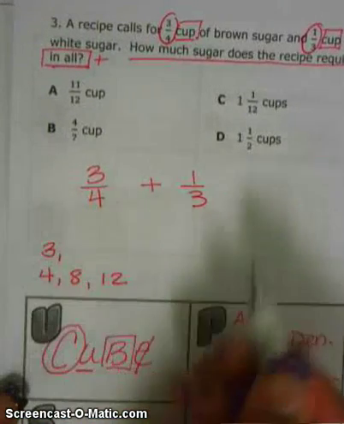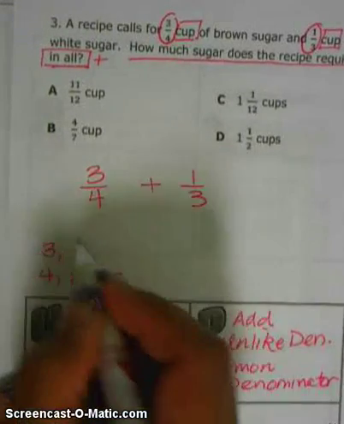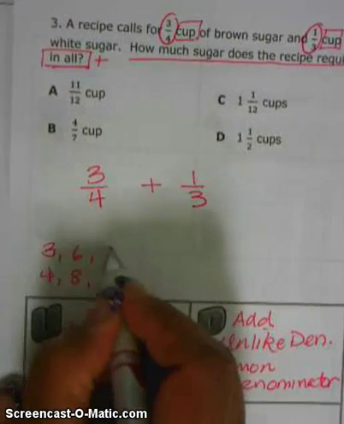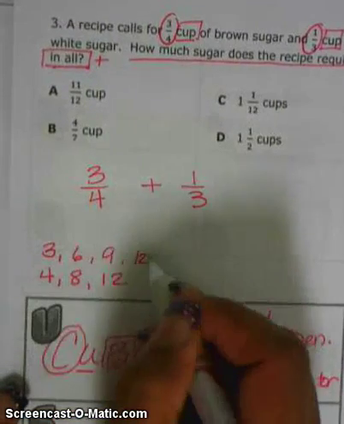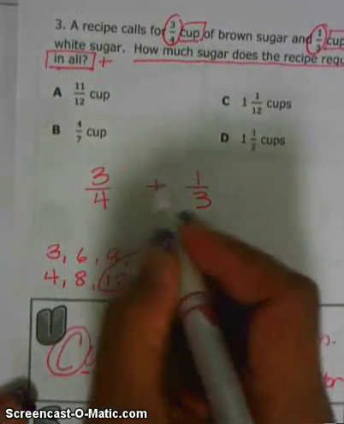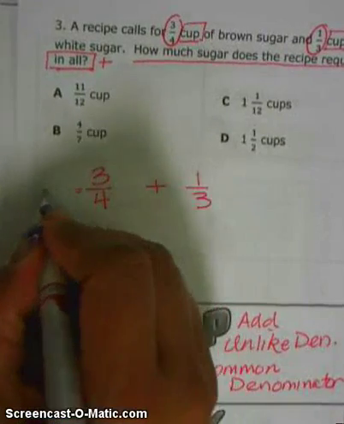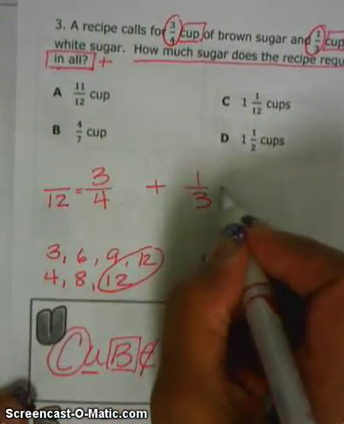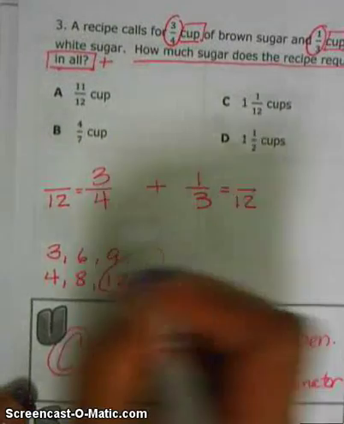So I'm going to do my multiples of 3. 3, 6, 9, 12. So here is my common denominator. That means that I can make equivalent fractions of 12s. So I'm going to put 12 here.